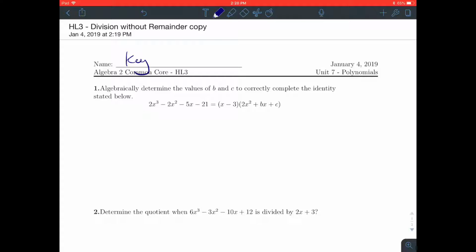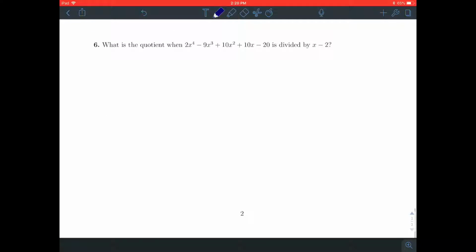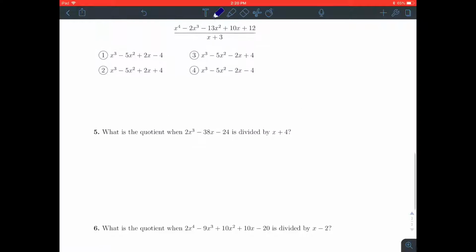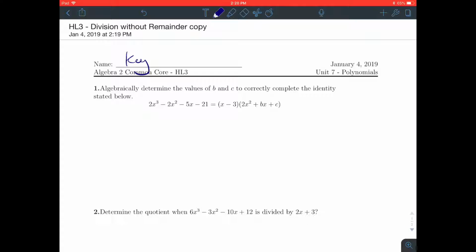So, we got a bunch of these sort of polynomial division type problems. They all look pretty different, but we're going to see that they involve a lot of the same skills to solve them. So, for problem number 1, we've got one polynomial being equal to the result of distributing these two. So, let's start to distribute these and see if we can determine B and C.